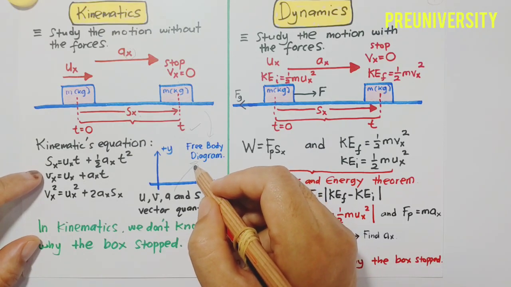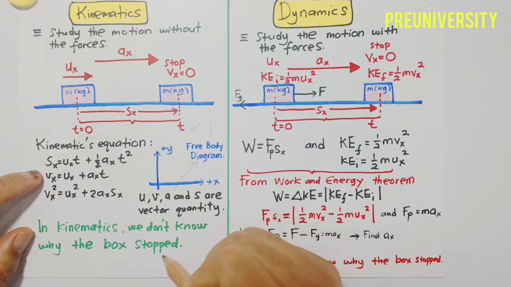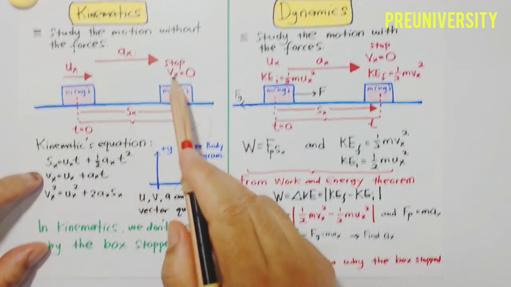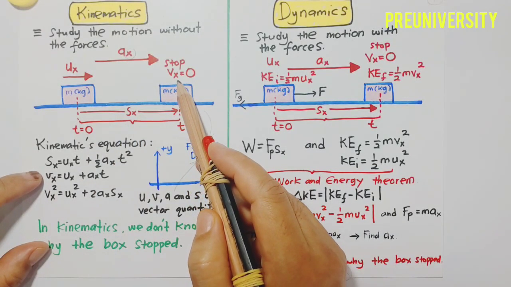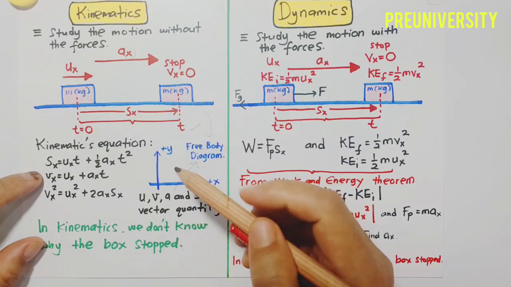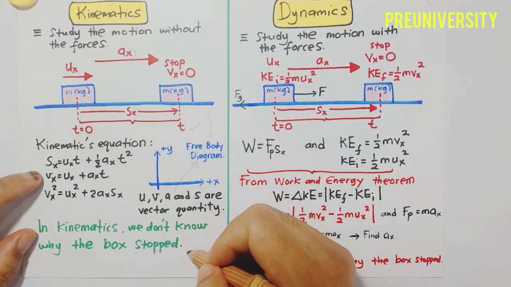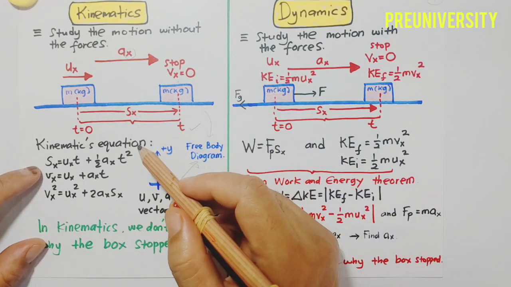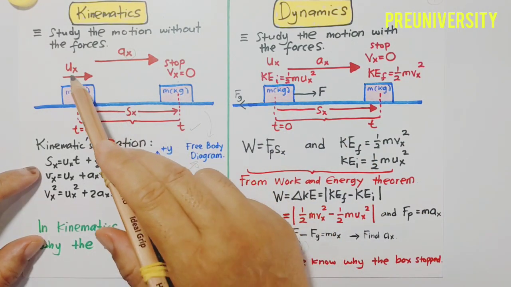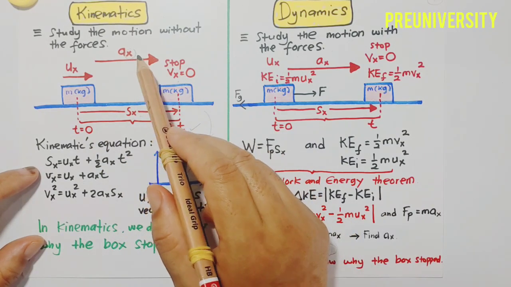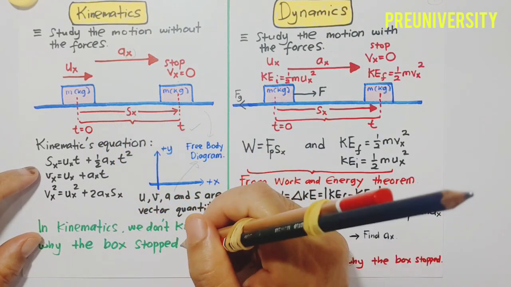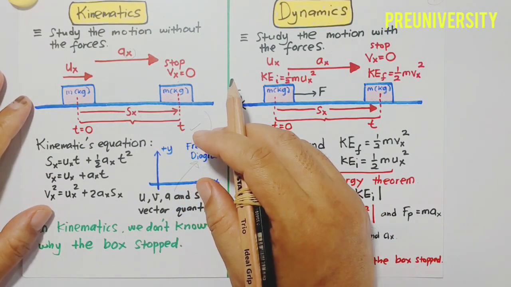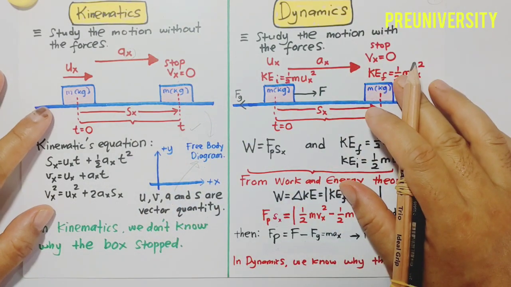Okay, so in kinematics, we actually don't know why the box stops. The initial velocity is ux, and vx is equal to 0. We don't care about how the box stops. We just calculate the initial velocity, final velocity, acceleration, displacement, and the time taken, because in kinematics we don't care about the forces. Okay, so we go to dynamics.